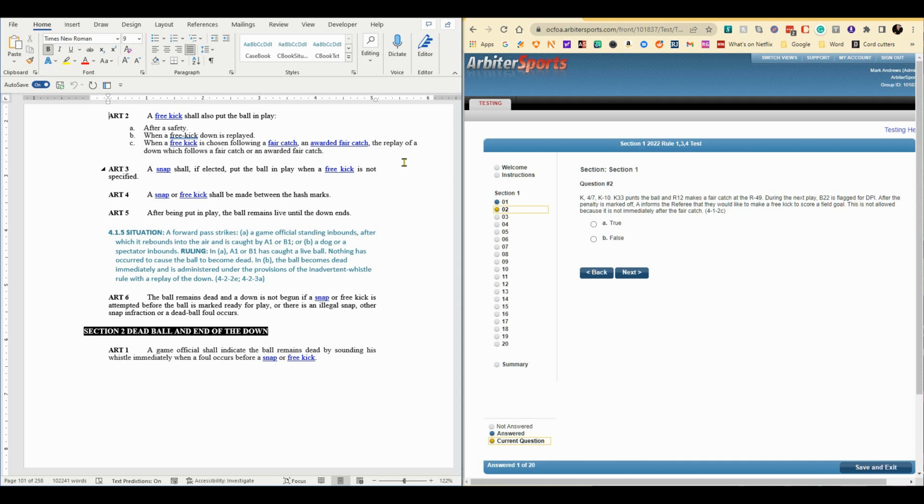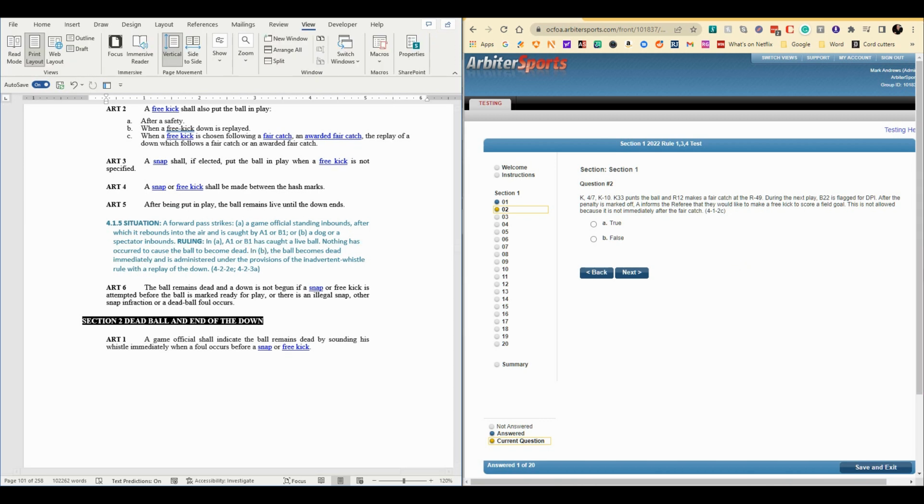So imagine this scenario. We have B22 flagged for DPI. So now we're going to move that ball 15 yards closer. So he's at the R49. So we're going to now move it to the K36, and he can free kick it from there. So again, not something that happens a whole lot, but you need to know this.